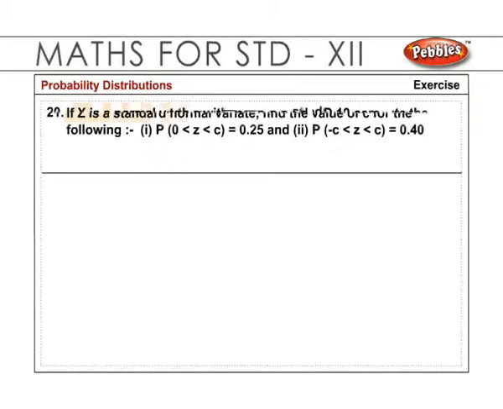If z is a standard normal variate, find the value c for the following. P(0 < z < c) = 0.25, and P(−c < z < c) = 0.40.